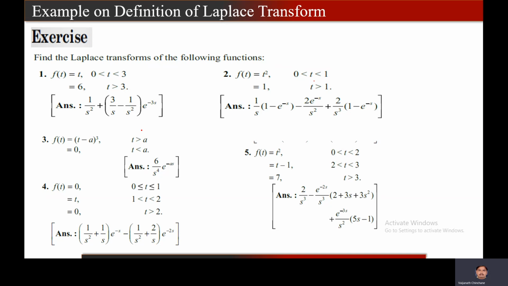So this is about today's lecture. This is our first lecture. In the next lecture we will see the Laplace transform of some elementary functions.